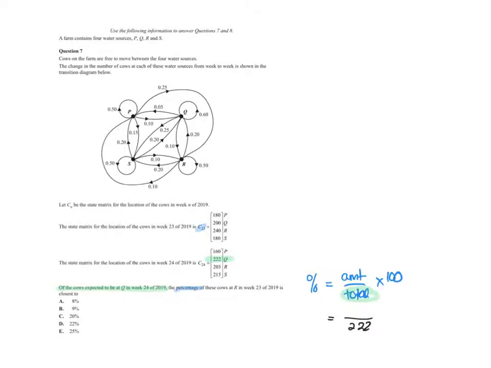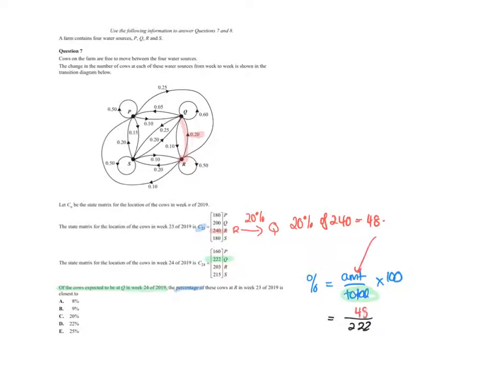Now, of these cows, which ones came from R in week 23? So if we go and have a look at R in week 23, we had 240 at R, but we want to know of these ones, which ones came from R but went to Q. So if we go have a look at our transition, we want to go from R to Q, which is 20%. So 20% of them. So if I say 20% of the 240, which equals 48, so that's the amount.